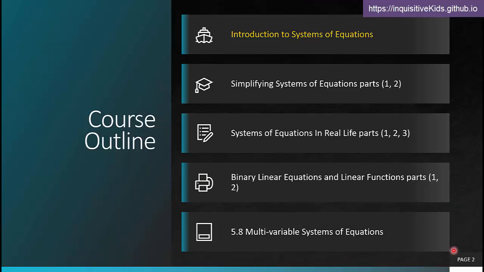So here we will be having, this is quite a long unit, we will be having our first lesson here, their introduction, and then we will have two parts to the second lesson, simplifying systems of equations. And then we will have systems of equations in real life, which covers different types of uses that systems of equations can be applied to in word problems. And then we're going to be comparing binary linear equations and linear functions together. And finally, for 5.8, we will be doing multivariable systems of equations.